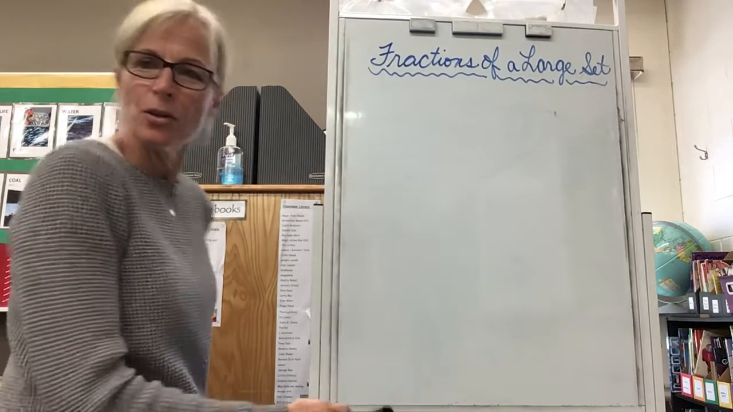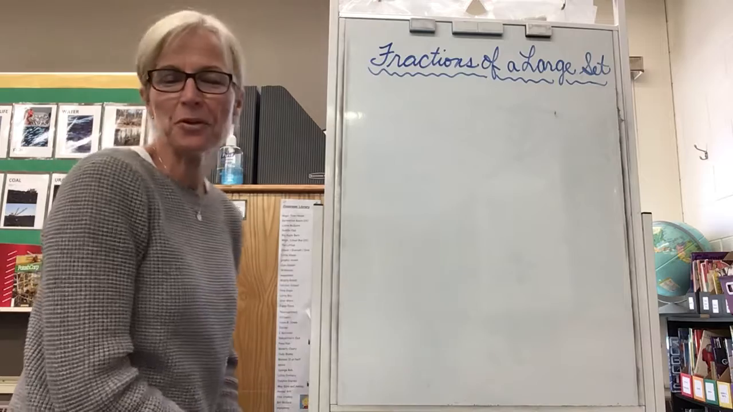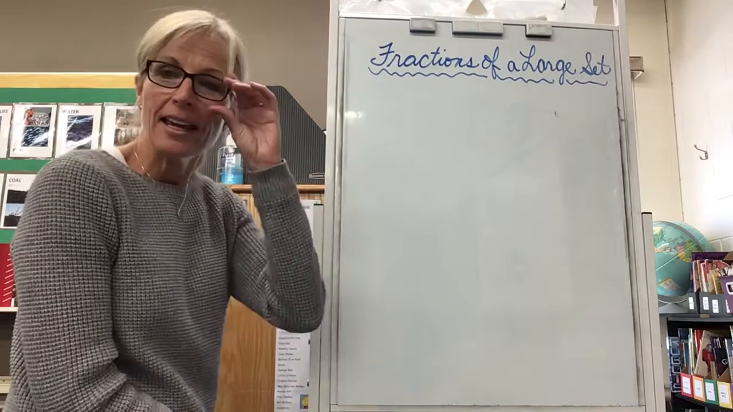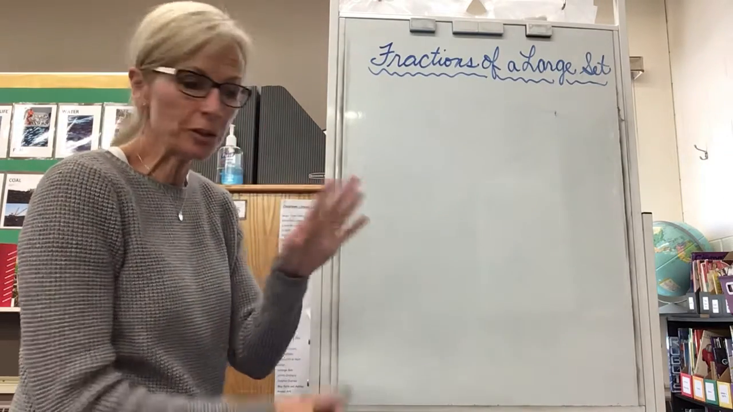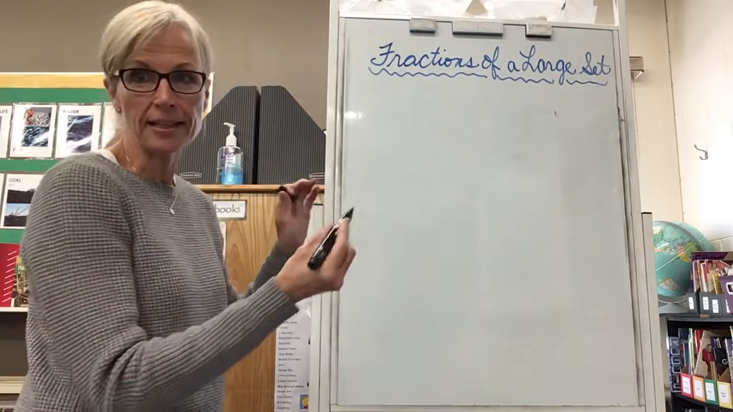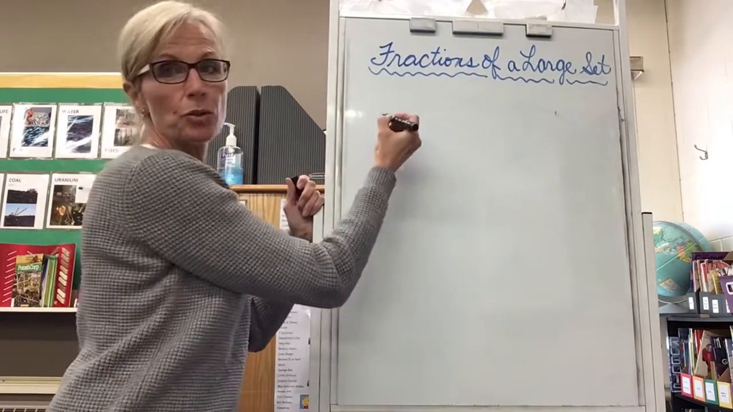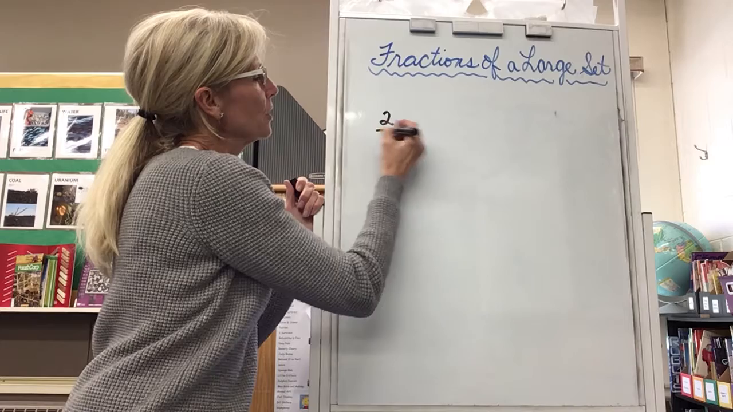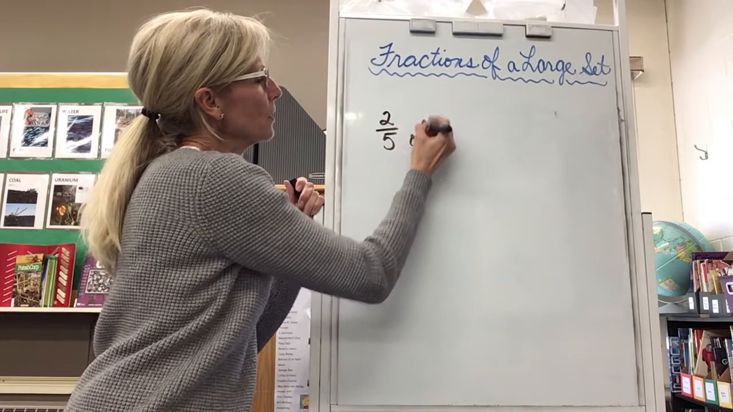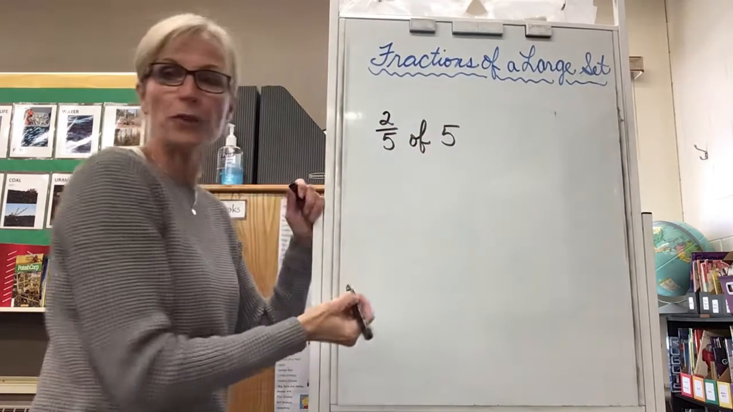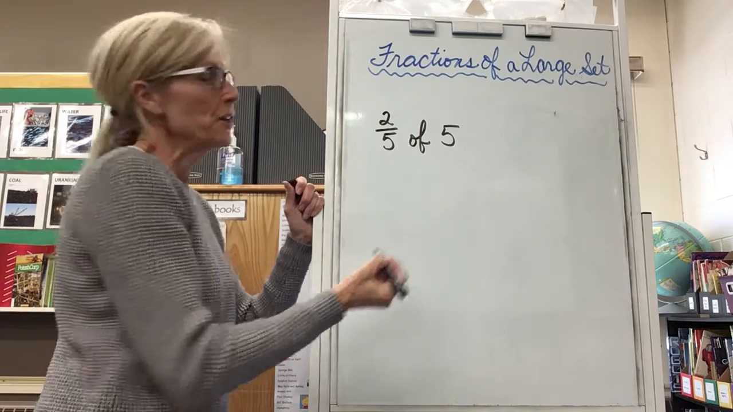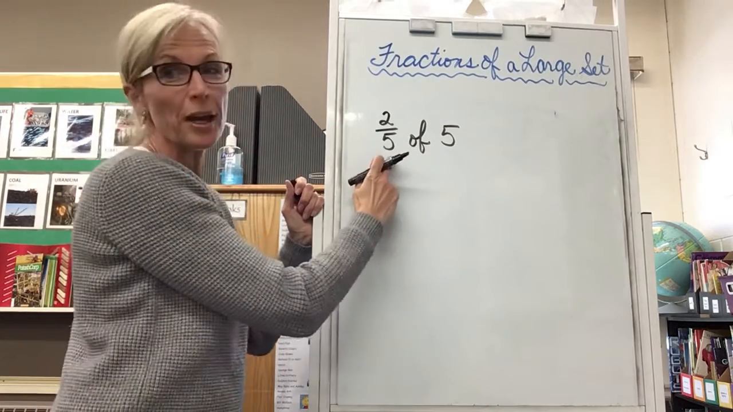Grade fours. So right now you are learning about fractions of a set. And you've already learned about how to find a fraction of a set. For example, if you wanted to find out what 2/5 of 5 is, you know that you have fifths.